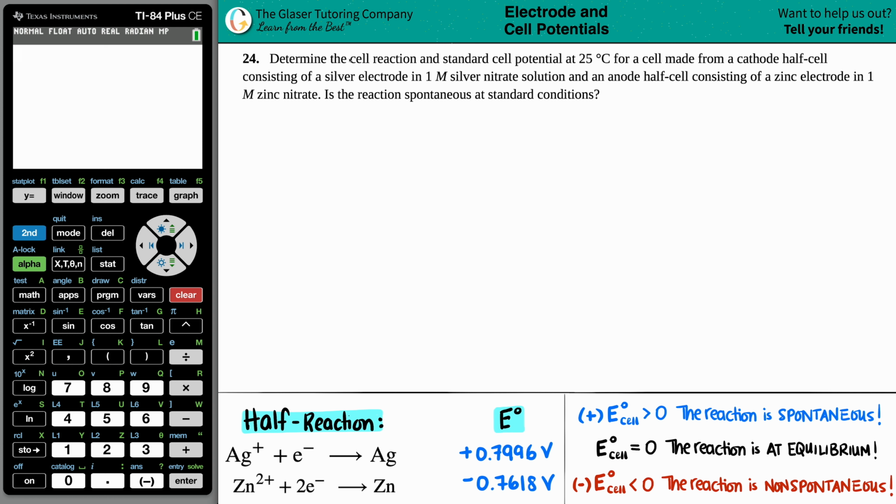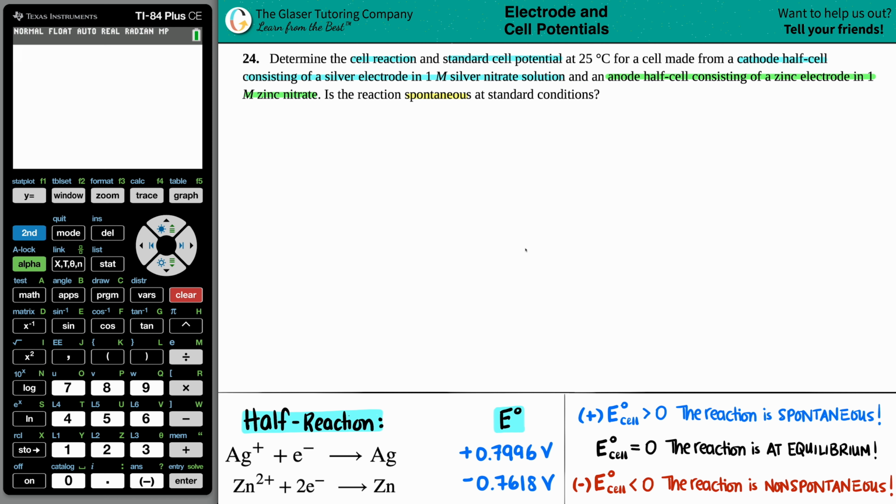24. Determine the cell reaction and the standard cell potential at 25 degrees Celsius for a cell made from a cathode half cell consisting of silver electrode in a 1 molar silver nitrate solution and an anode half cell consisting of a zinc electrode and a 1 molar zinc nitrate. Is the reaction spontaneous at standard conditions?